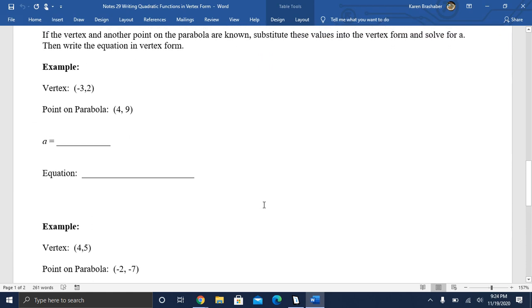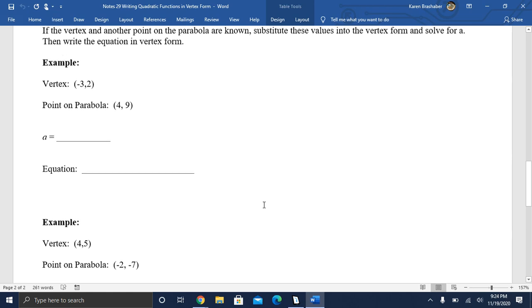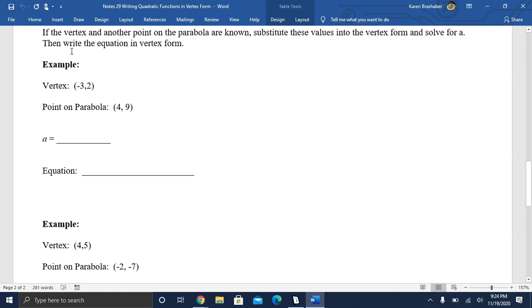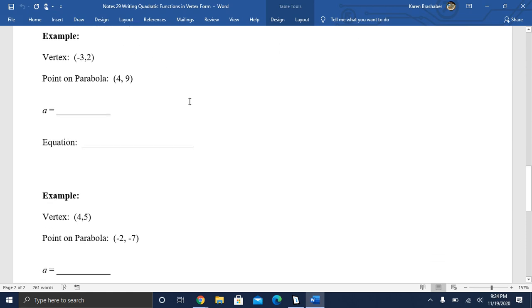We have one last type of problem, maybe a little bit more difficult using some algebra, but not bad at all. So if you're given the vertex and another point, so this time they didn't give you A, you have to find it out. You can substitute these values into the vertex form, solve it for A, and then write your equation in vertex form. So I'm going to show you a couple of those.